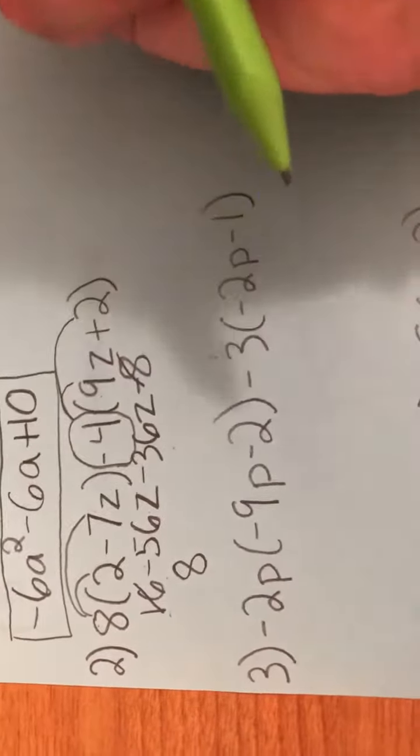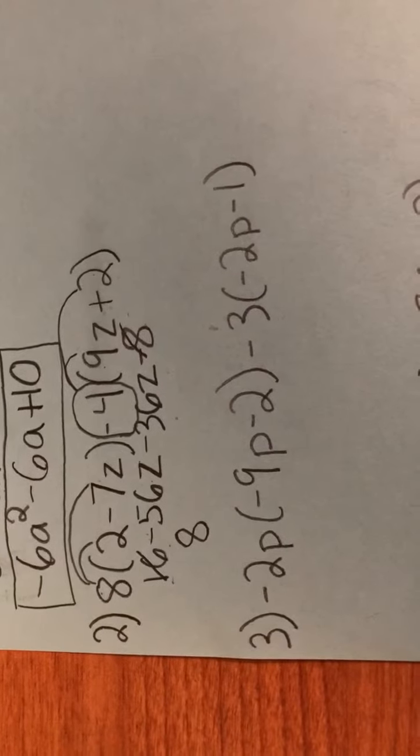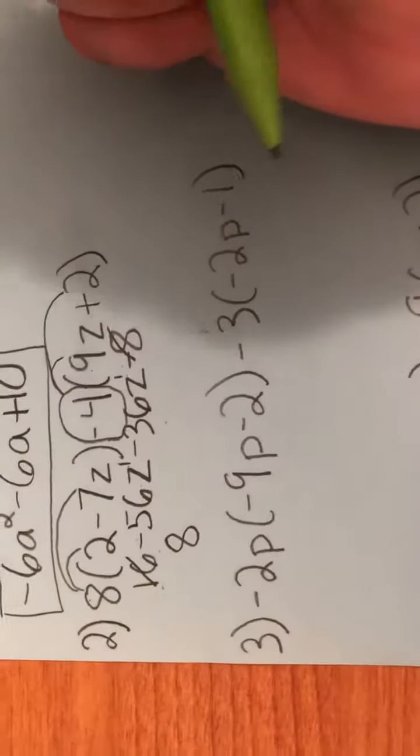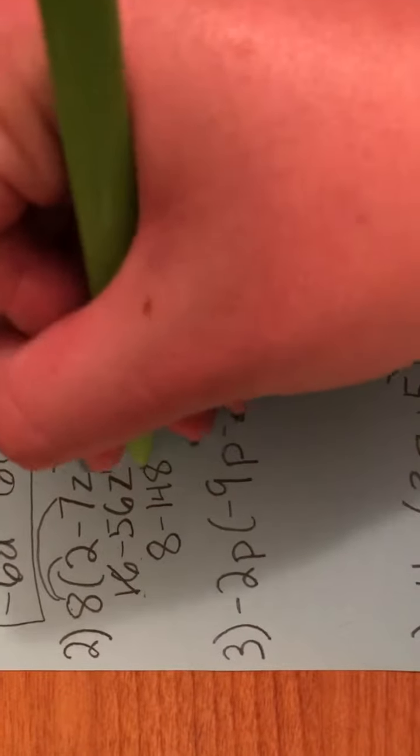Negative 56z minus 36z. Well, we have like terms because there's a z in both of them, and we have understood ones in the exponents. So we have negative 148z.